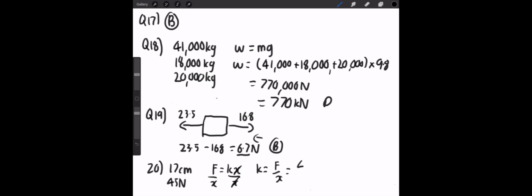The force is fine, that's 45, but the 17 centimetres needs to be converted into metres, so we'll write that as 0.17. And that gives us 260 newtons per metre. Now be careful with this because there's two 260s in the multiple choice. It is A because it's a units, newtons per metre, which we're after, which looks right because that's measured in newtons, that's measured in metres, so it would be newtons per metre.